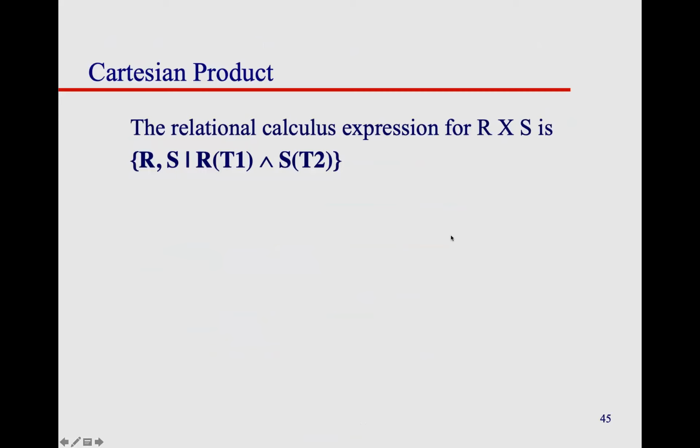So now I'm going to quickly go through some of the operations from the relational algebra, and show you how you get them in relational calculus. So here we want all tuples from R and S such that, that's a mistake. This should be or, R of T1 or, sorry about that. So it should be R of T1 or S of T2.